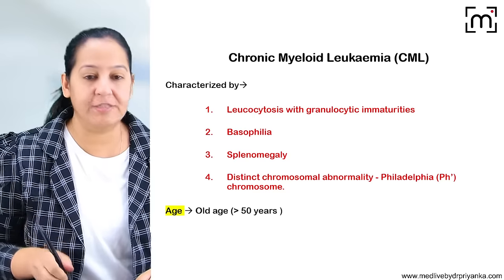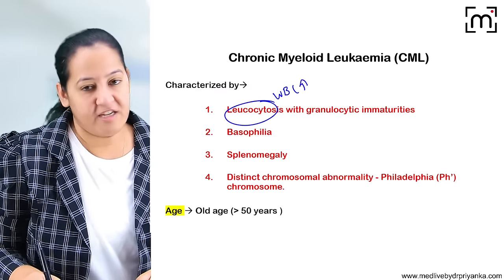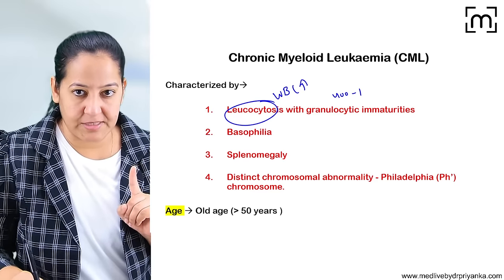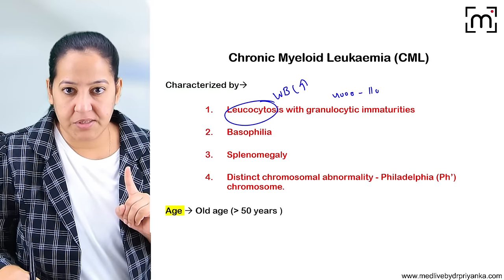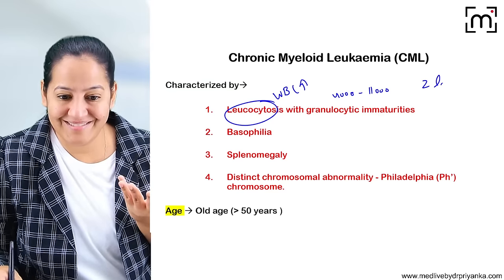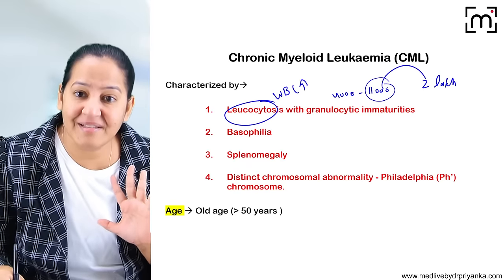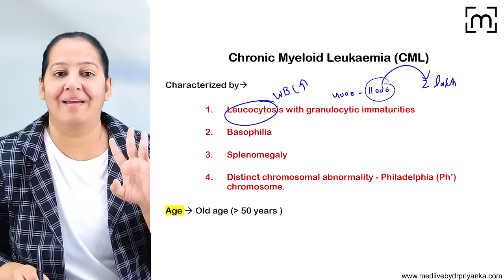So imagine an adult human being in which the WBC count is high. Normally it is 4,000 to 11,000, as I told you. Here it will be nearly 2 lakh. Imagine 11,000 is the highest limit. Here it is in lakh: 1 lakh, 2 lakh, 3 lakh, like that. So it is high.